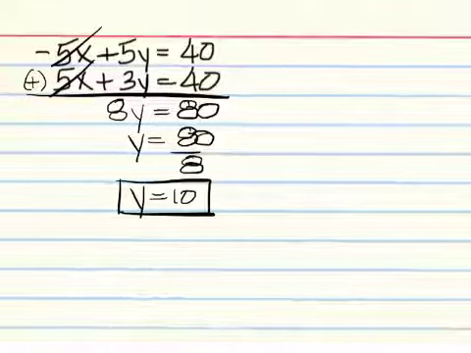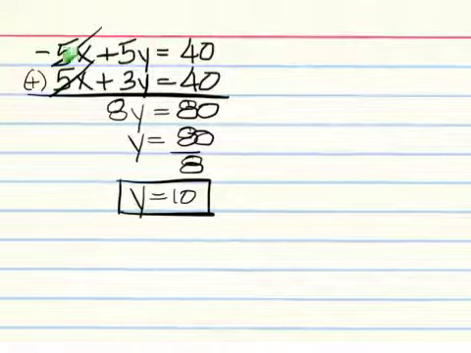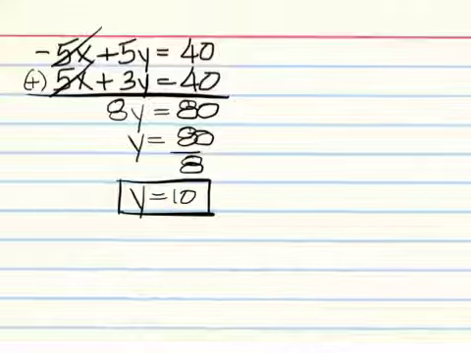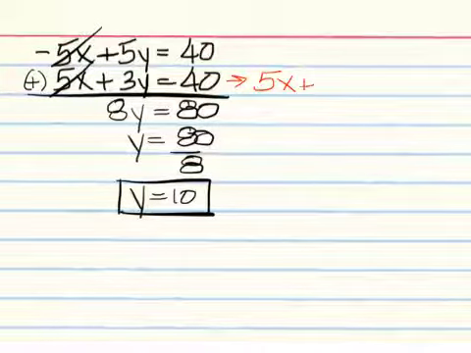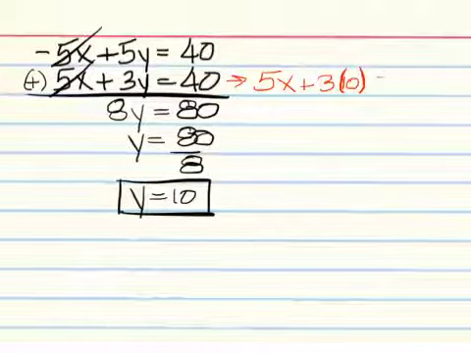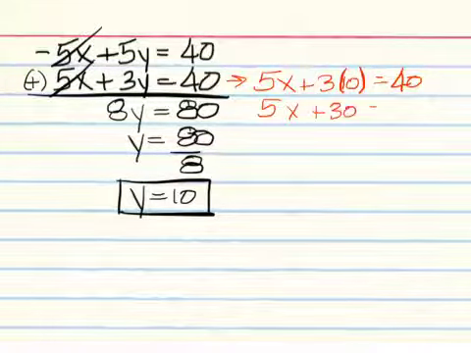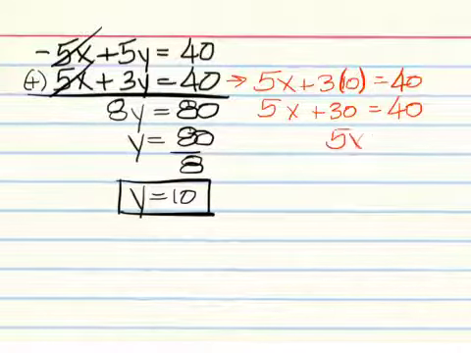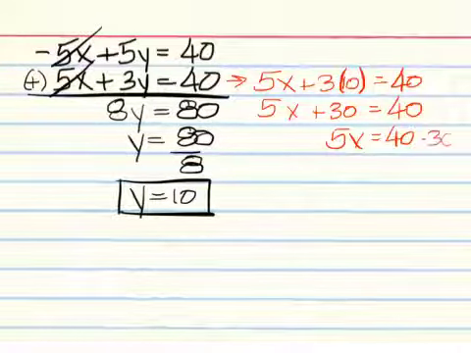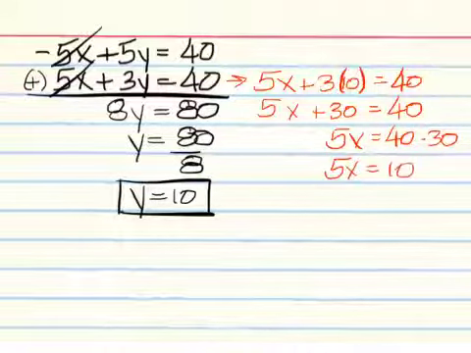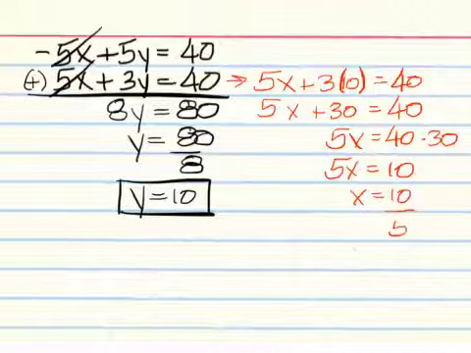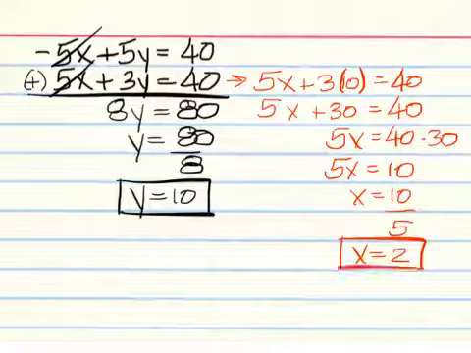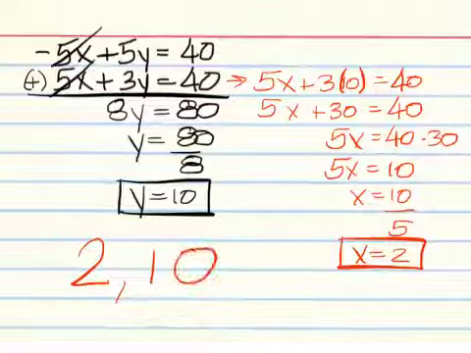Now you must choose the first or second equation, either this one or this one, to plug in y equals 10. I'll choose the second one. So that's 5x plus 3 times 10, and that equals 40. Simplify to get 30, and move that to the other side. Change the operation, simplify, and then divide. X is 2, so your final answer is 2, 10.